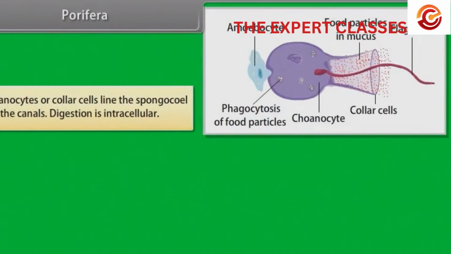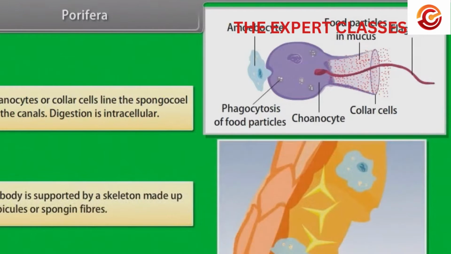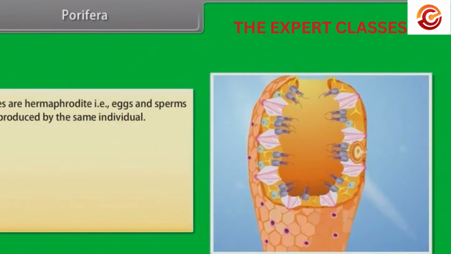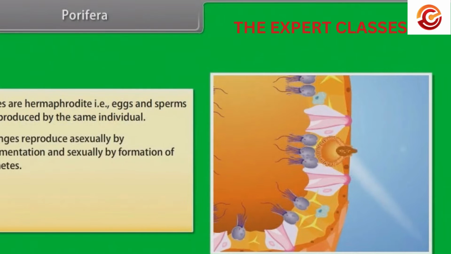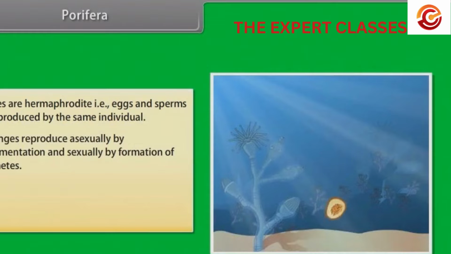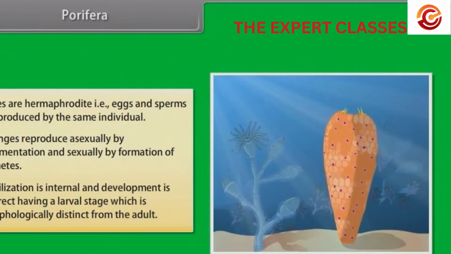Digestion is intracellular. The body is supported by a skeleton made up of spicules and spongin fibers. Sexes are hermaphrodite, that is, eggs and sperms are produced by the same individual. Sponges reproduce asexually by fragmentation and sexually by formation of gametes. Fertilization is internal and development is indirect, having a larval stage which is morphologically distinct from the adult.